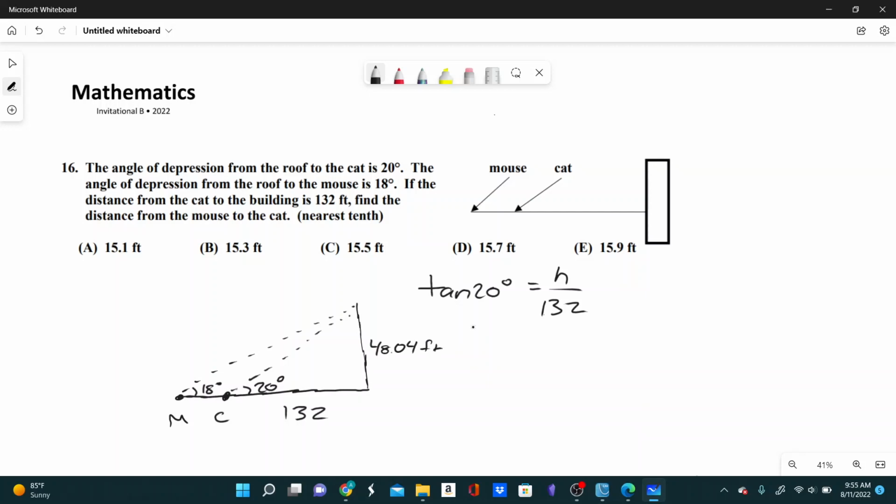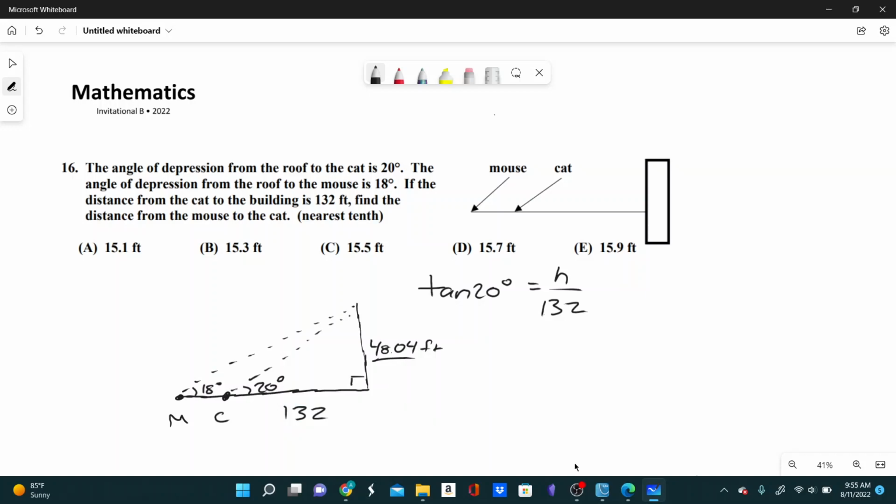And then what else can we find? Well, if this is a right angle, then we can also find this hypotenuse. We can just use Pythagorean theorem. We could have also found it by just using trig ratios at the beginning. We could have said that cosine of 20 is 132 over the hypotenuse. But there's more than one way to do this, and you never know, this length might come in handy later.